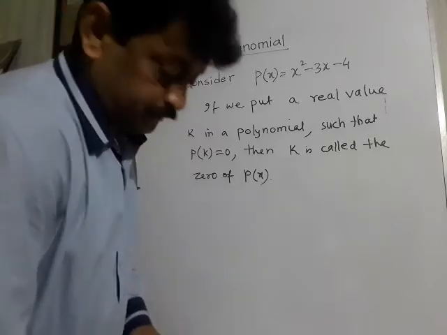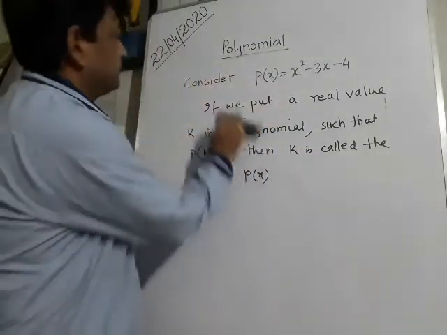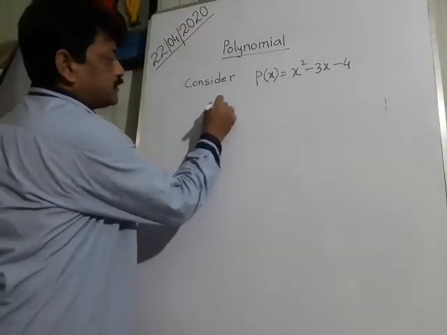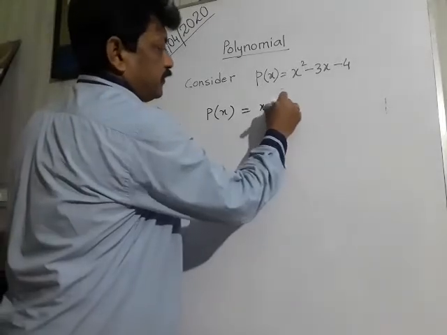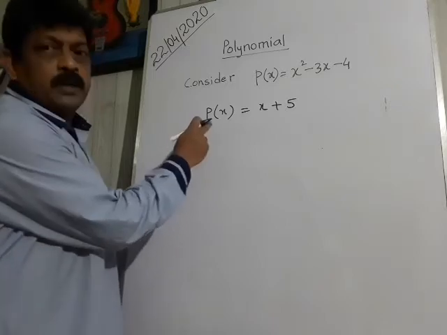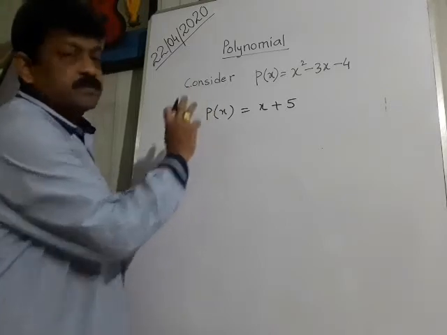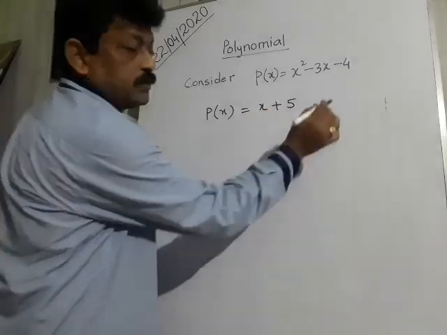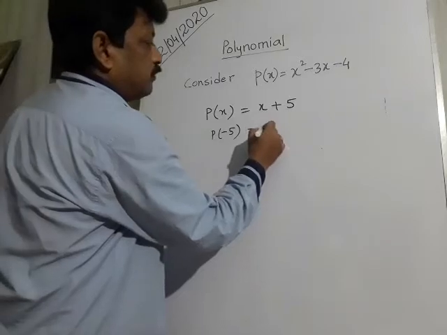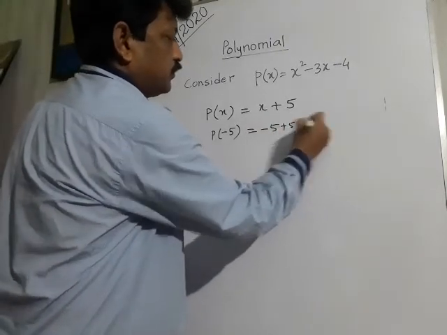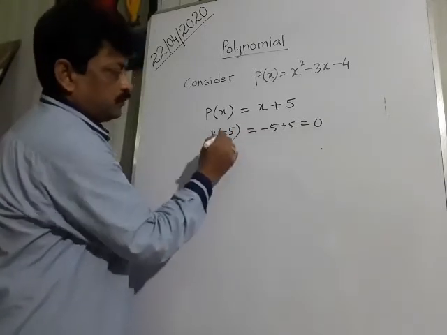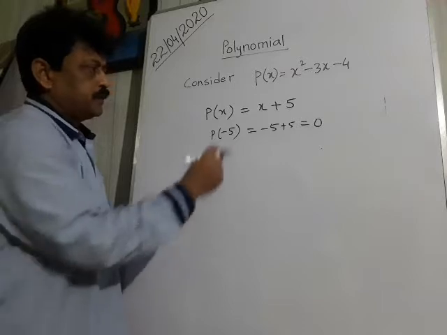For example, if p(x) equals x plus 5, then there is only one value of x where we will get p(x) equals 0, that is x equals minus 5. So if we put x equals minus 5, then it will become minus 5 plus 5 equals 0. Since it is a linear polynomial, the degree is 1, so there is only 1 zero, that is minus 5 is the 0 of p(x).